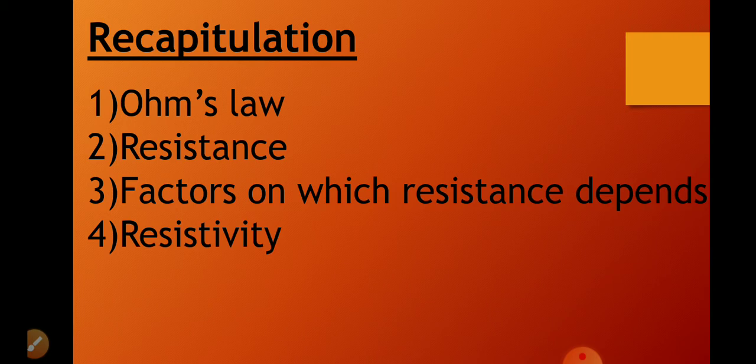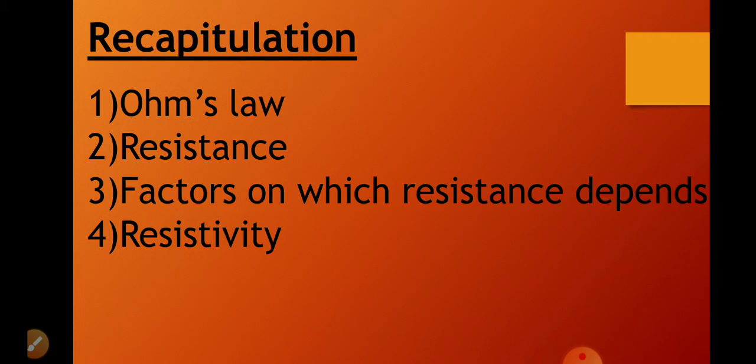So, what is the definition of 1 ohm? That is the unit of resistance. Definition of unit of resistance. The resistance of a conductor is said to be 1 ohm if the potential difference across the two ends of a conductor is 1 volt and the current through it is 1 ampere. Yes, this is the definition for 1 ohm.